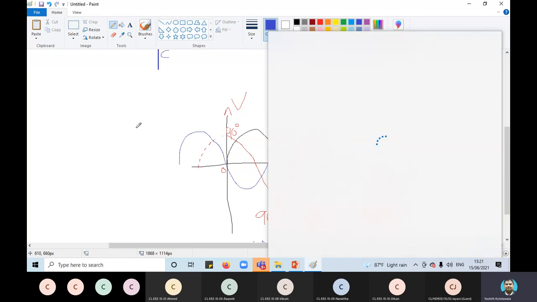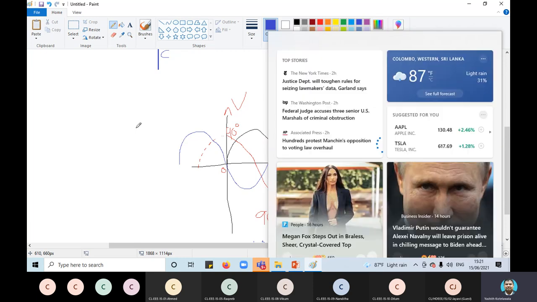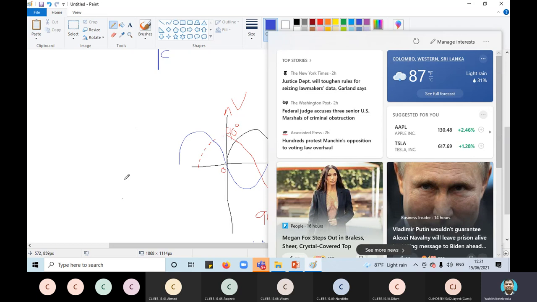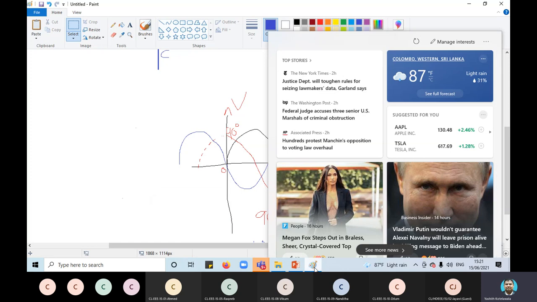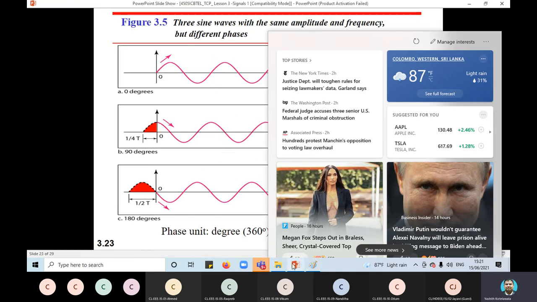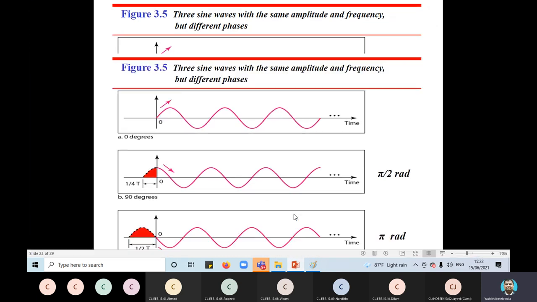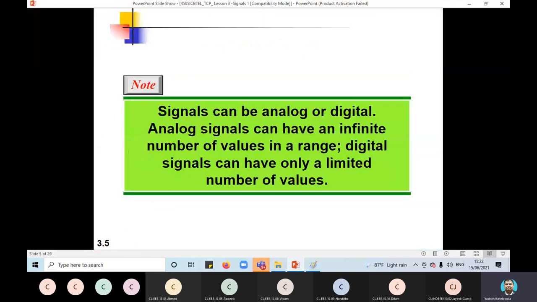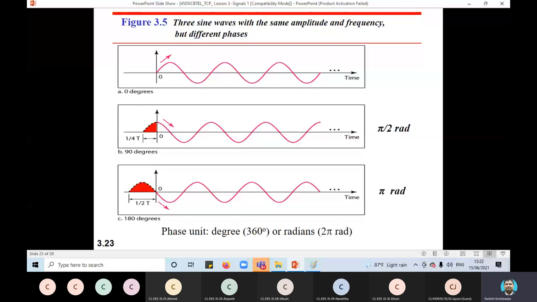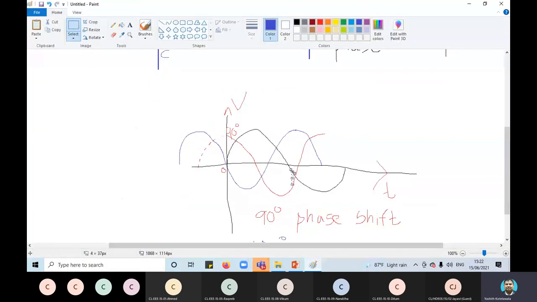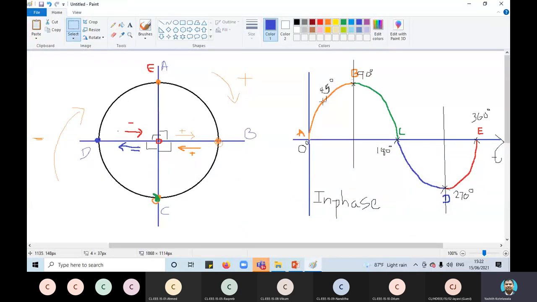Likewise, now try to understand the meaning of the term phase. In this picture, based on what you learned here, what exactly does phase mean? Phase means the angular position of the waveform.